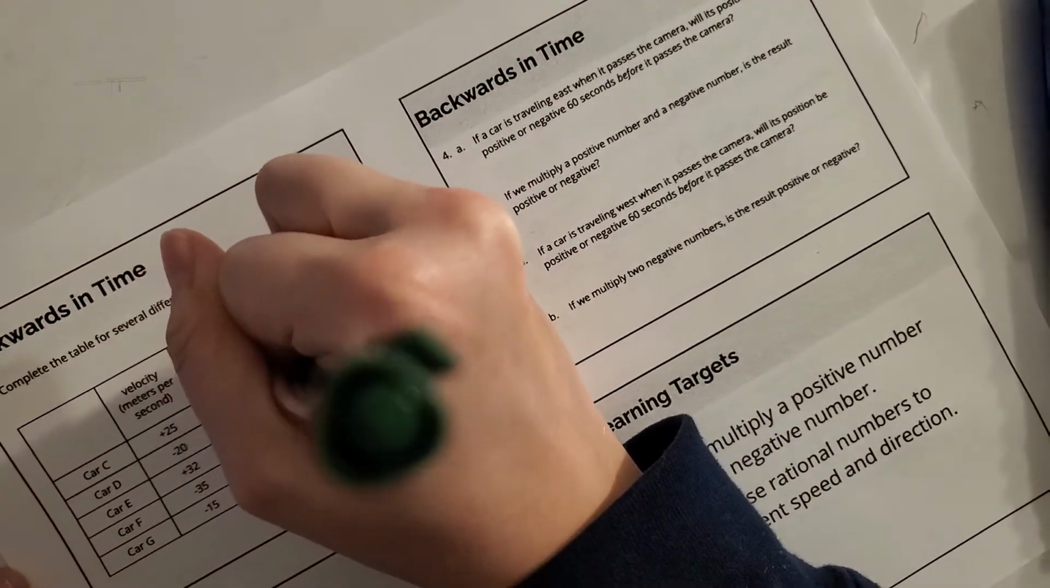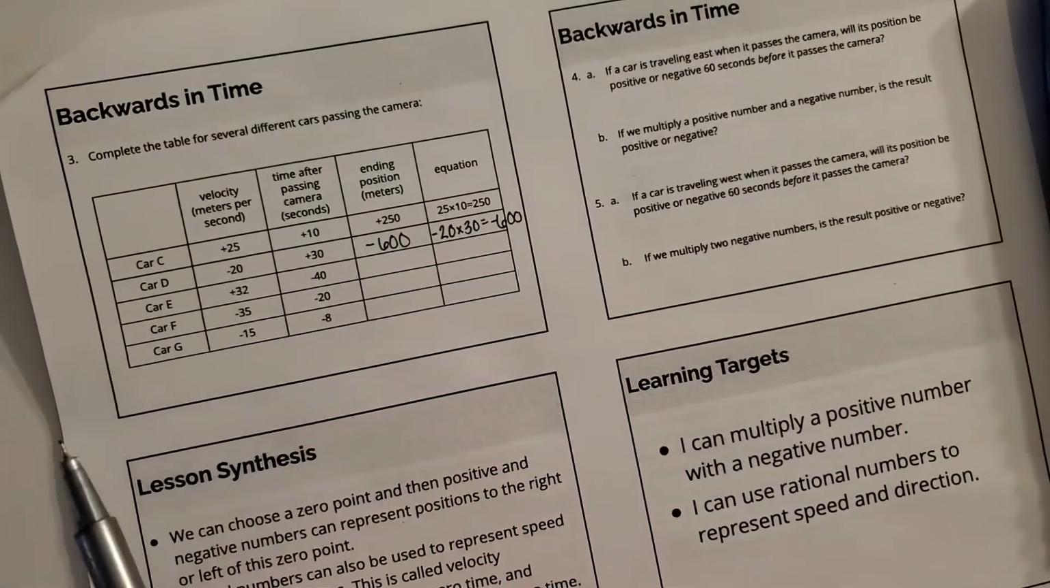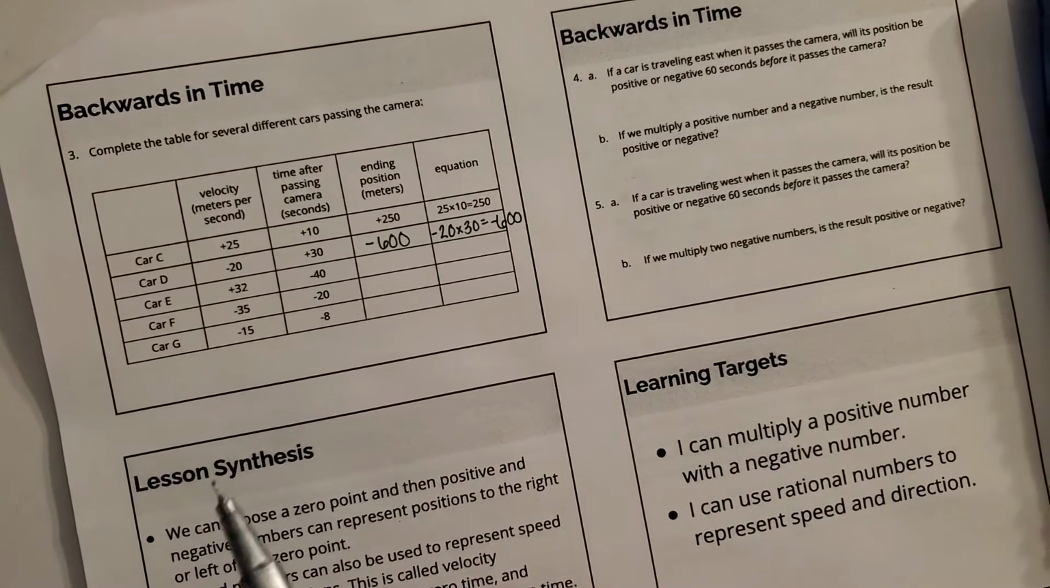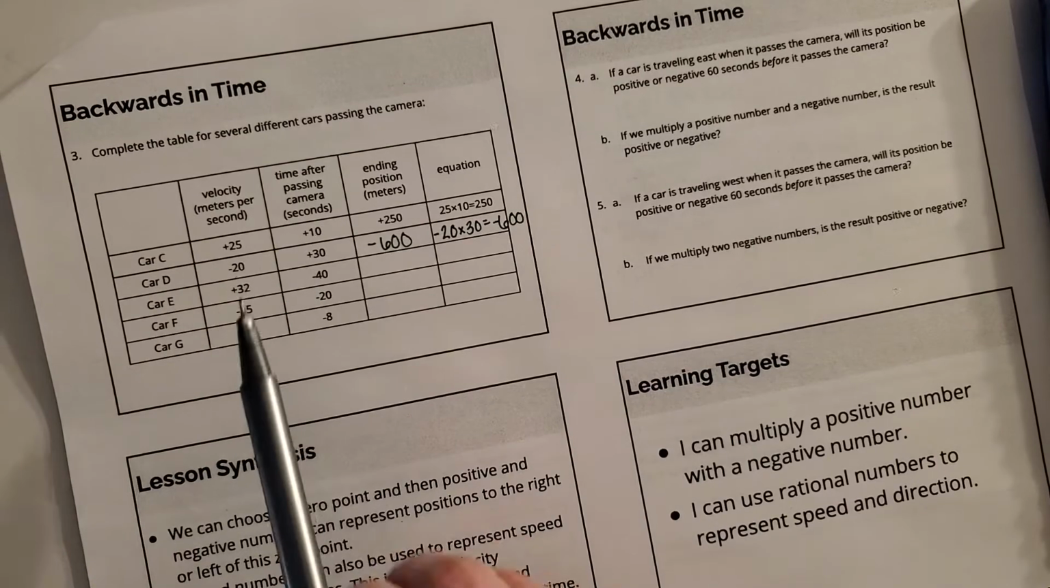So the ending position would be negative 600. Since the velocity is negative, that means they are moving towards the west. Their ending position is a negative number. They're moving towards the west, towards the left.